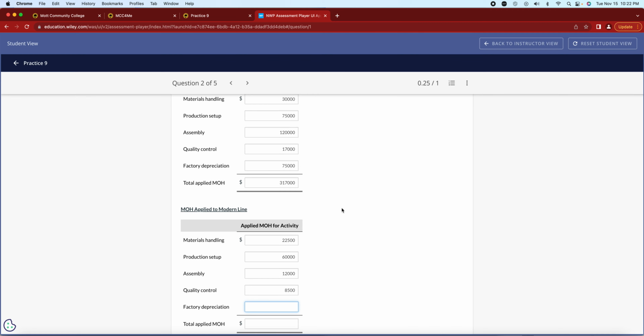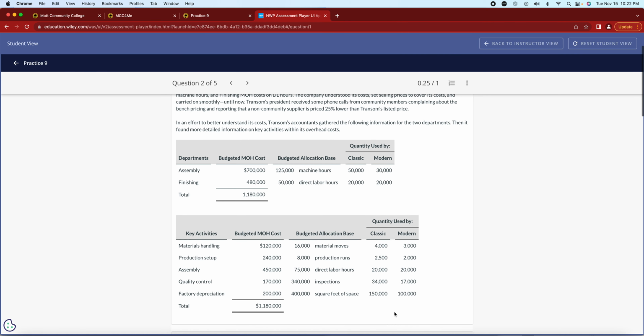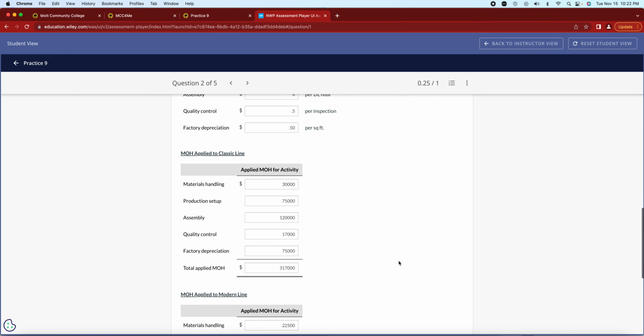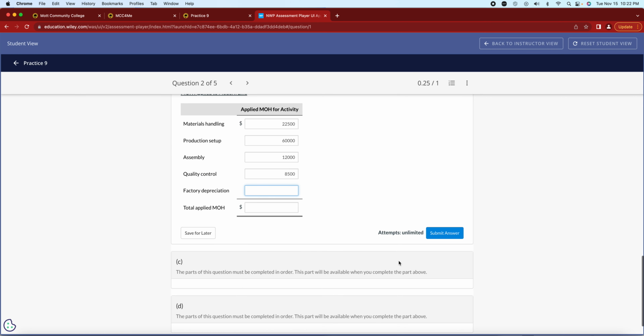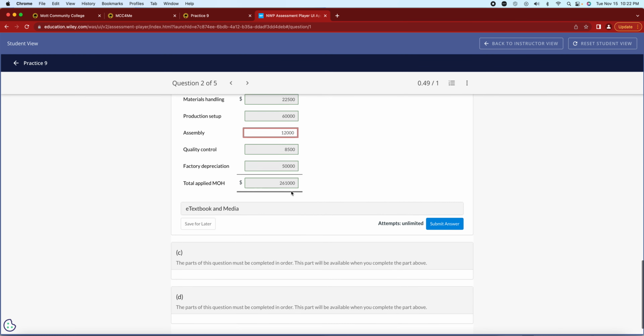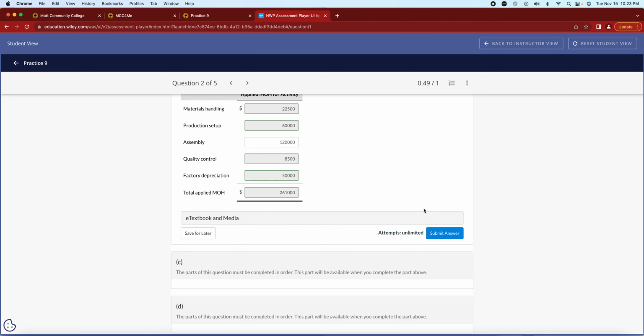And then finally, factory depreciation, 50 cents per square foot. And we had, come on, 100,000 square feet. So 50,000. We do the math, add all of these together, and we have $261,000. Let's make sure that's correct before we move on. Uh-oh. I left a 0 out here.